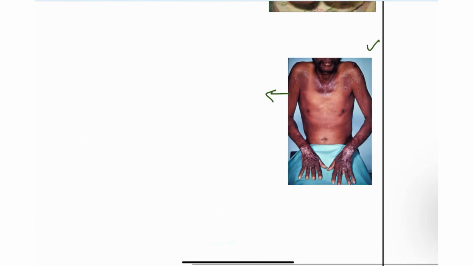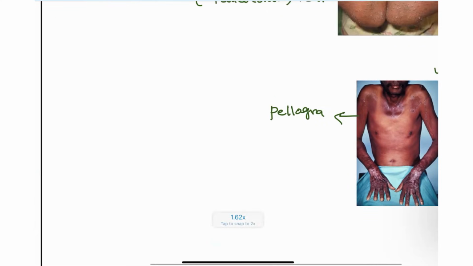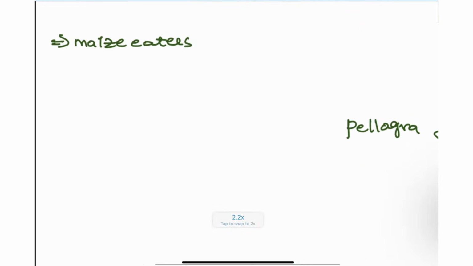Next, coming to this picture, this is a classic picture. What is this condition, guys? This is known as pellagra, and pellagra is seen in multiple causes. What are those causes? Commonly, we see it in maize eaters, those who consume maize as a primary source of staple food, or the sorghum eaters.